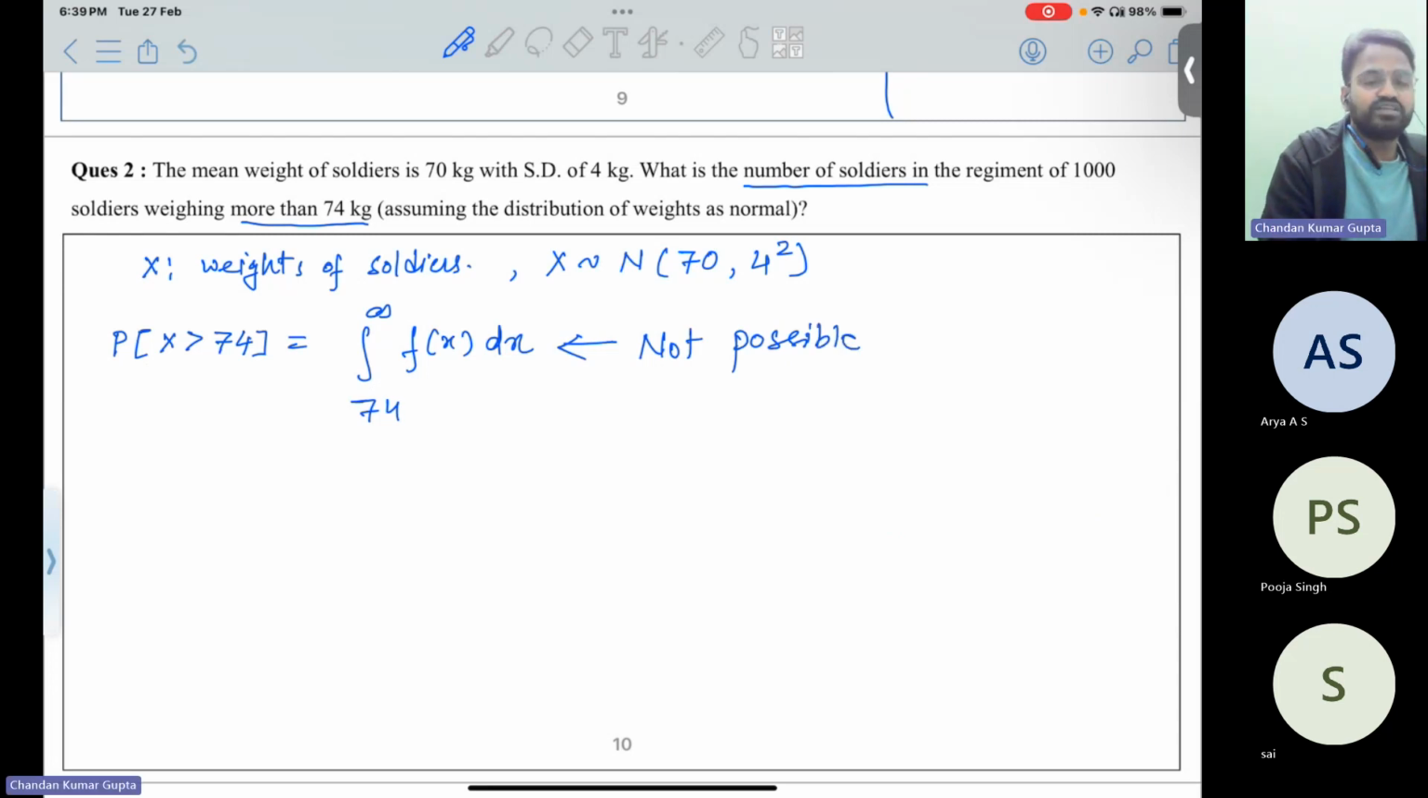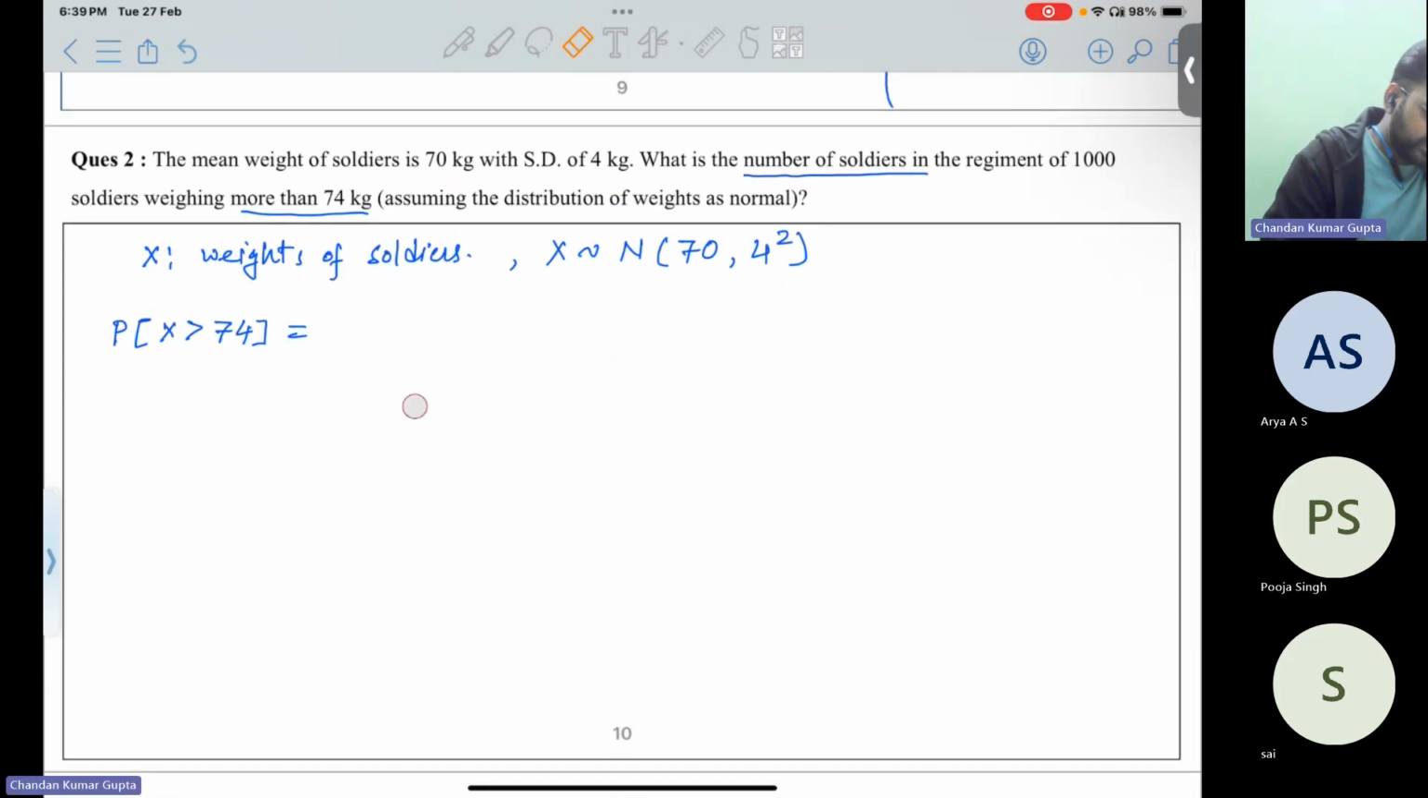It makes like an incomplete gamma integral. So I think we need to use some approximate method or numerical method, like Simpson's method or the trapezoidal rule, to integrate these types of functions. So it is not possible, so we use the normal table to solve this. Okay.